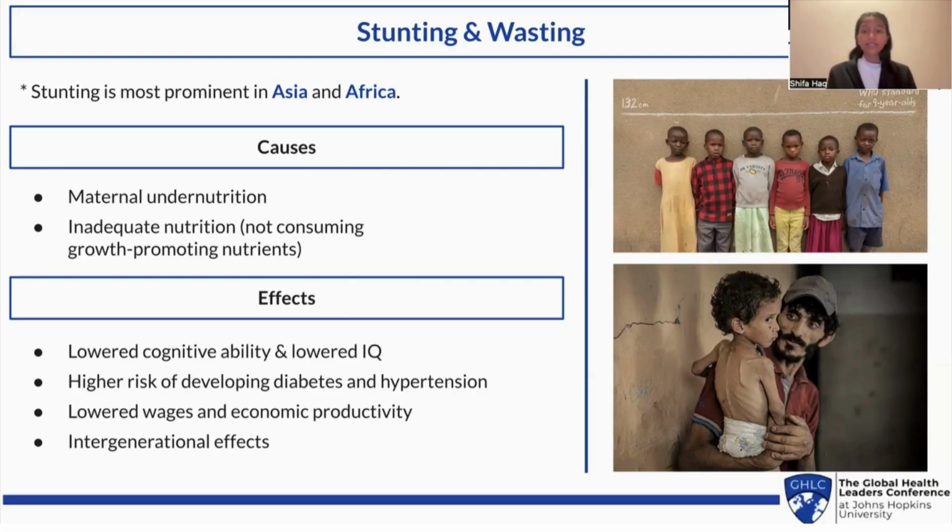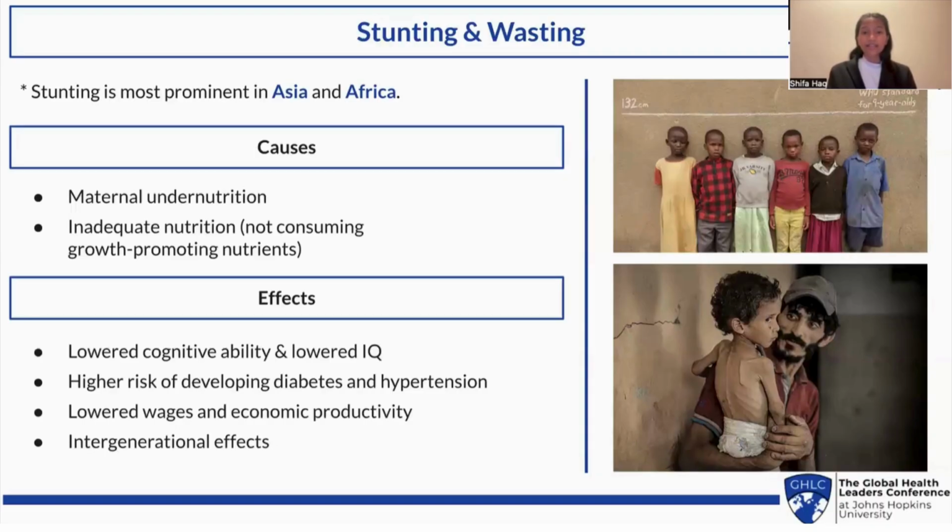Some causes for these conditions include maternal undernutrition, meaning if your mother is undernourished during pregnancy, the child is also more likely to be undernourished after birth, and inadequate nutrition, which means that an individual is not consuming enough growth-promoting nutrients, such as zinc or calcium. Some effects for these conditions include lowered cognitive ability and lowered IQ, higher risk of developing diabetes and hypertension due to weakened and compromised immune systems, and lowered wages and economic productivity.